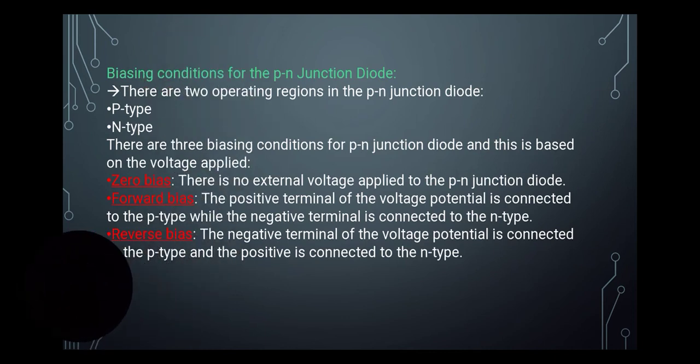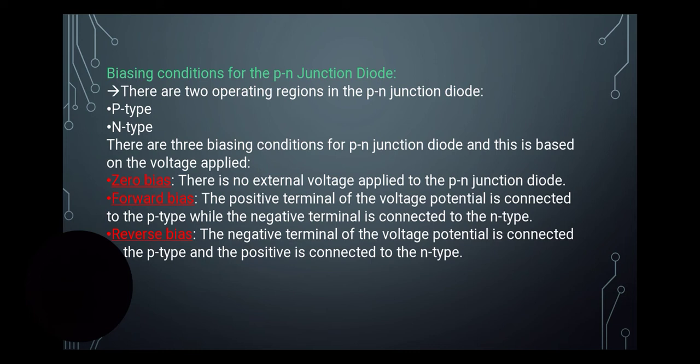Biasing conditions for the PN junction diode. There are two operating regions in the PN junction diode, P-type and N-type. There are three biasing conditions for the PN junction diode, and this is based on the voltage applied.